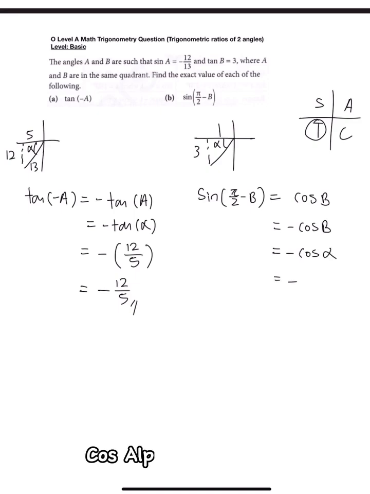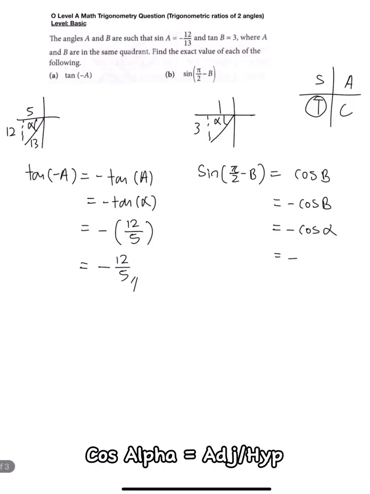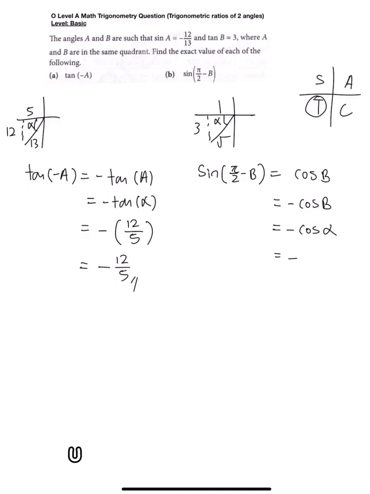Cosine alpha is equal to adjacent over hypotenuse. We can find the hypotenuse using Pythagoras theorem, which is square root 10. So cosine alpha is 1 over root 10. And this is our answer.